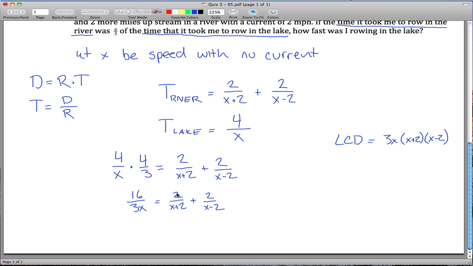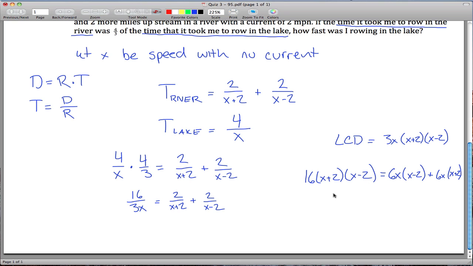And once we know the least common denominator, we can multiply both sides of the equation by it. So what we get is 16 times all this mess divided by 3x. But the 3x's will cancel out, so we'll get 16 times x plus 2 times x minus 2 is equal to 2 times all this mess, but the x plus 2's will cancel out. So we're left with 2 times 3x, which is 6x, times x minus 2. And then finally, 2 times all this mess divided by x minus 2. The x minus 2's will cancel out, and we'll get 6x times x plus 2, which almost fits in there.